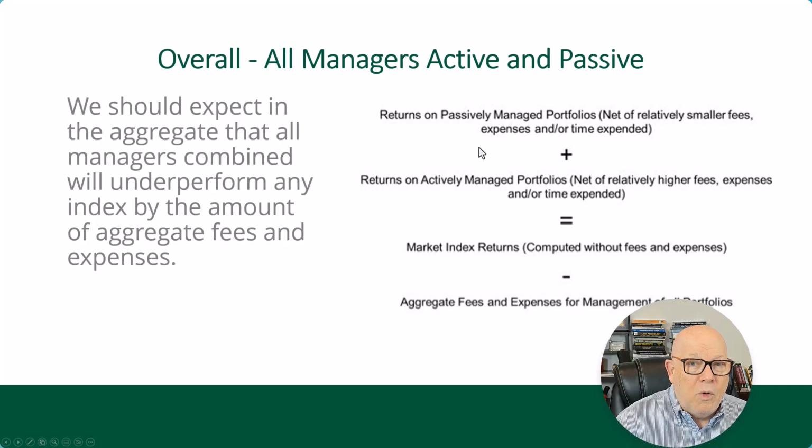So therefore, the performance of all of the managers on average should be equal to the market index minus all of the aggregate fees and expenses for managing those portfolios. So by definition, yes, we should on average slightly underperform the index, but there are going to be some individual managers that do better, some that do worse. In most cases, the passive managers are going to come very close to the index. The active managers are going to have more variability. Some are going to be good, some are going to be not so good.